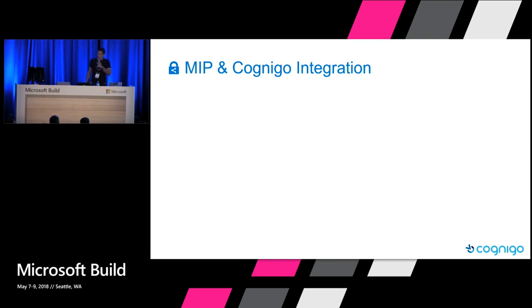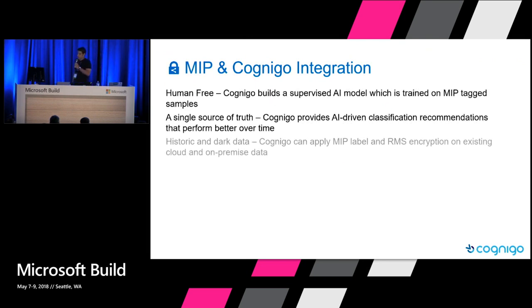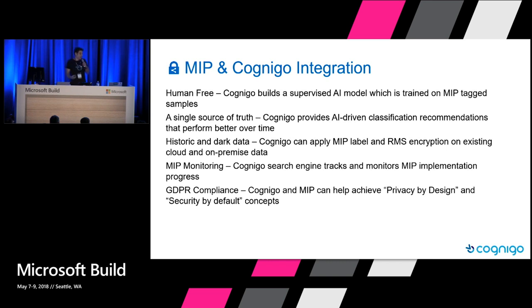I want to talk about the benefits of combining the two products. The first one is that it's human-free, as I said. There's no need for manual classification. You can just use AI to find a category and the right classification tag. The second is that human beings are prone to error, and manual classification is very subjective. What we're trying to do is create a single source of truth for every document and database column that there is in the organization.